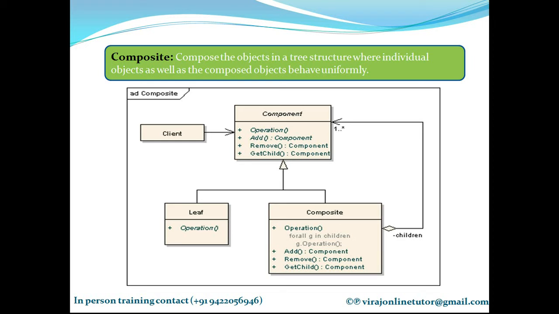So if you are designing different complex structures, and you want to build them or connect different components in order to get them done, then composite is the answer for you. We normally use composite when we want to compose objects in a tree structure where individual objects as well as the composed objects behave uniformly.